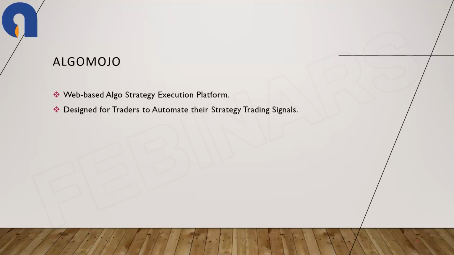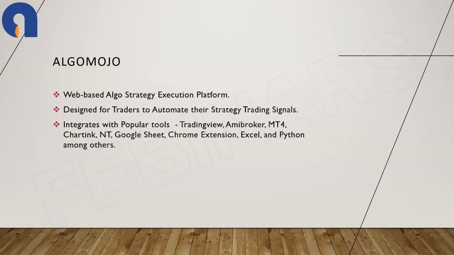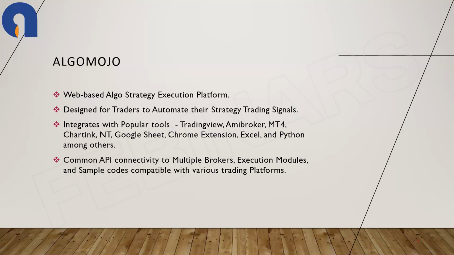It is designed for traders to automate their strategy trading signals. We have currently integrated with some of the popular tools like TradingView, Amibroker, MT4, Ninja Trader. There are also some modules made available for Google Sheet users, Chrome extension, Excel, and Python. We provide a common API connectivity to multiple brokers. We provide execution modules and sample codes which can be used for automation in any of these platforms. Our aim is to make the trading experience more efficient, simple, and user-friendly.